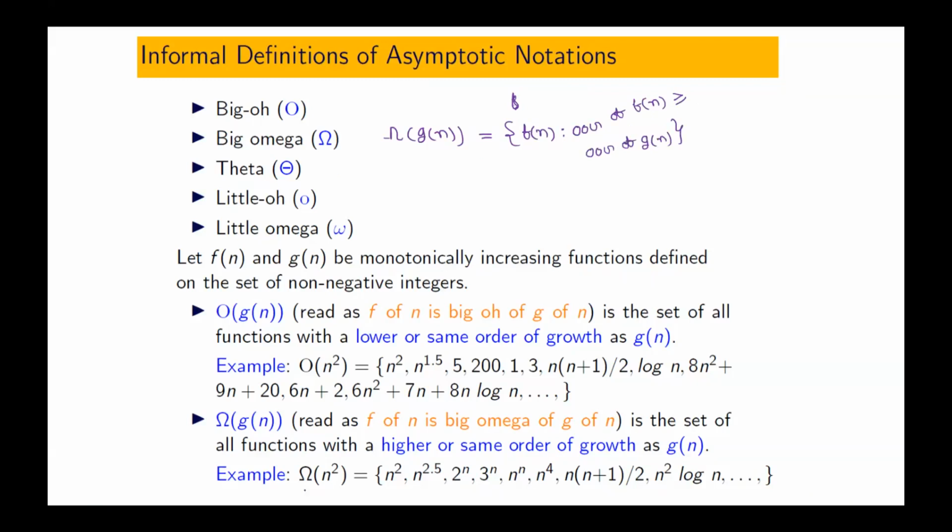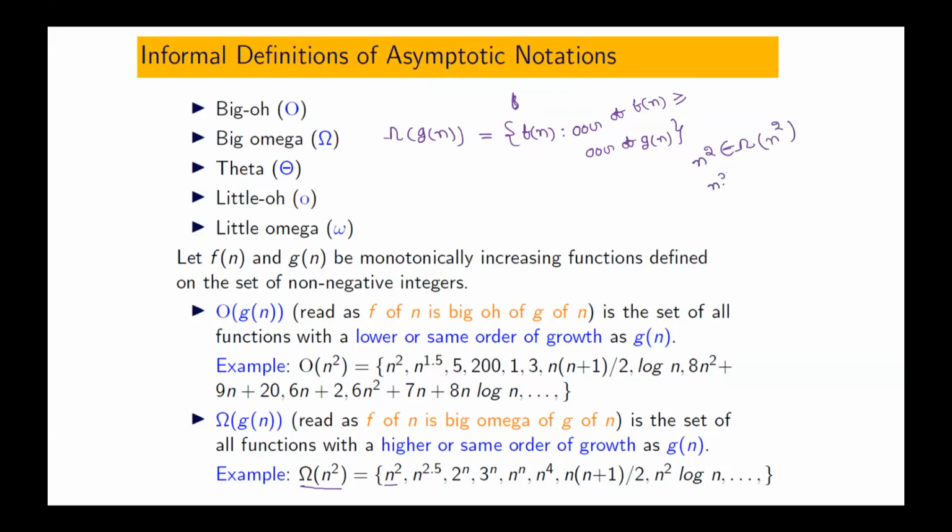Okay, let us see big omega of n square. N square, is it a member of that set? What I'm asking is, n square belongs to big omega of n square or not? Yes, correct. Why? Because both have the same order of growth. Same is also allowed, more is also allowed.